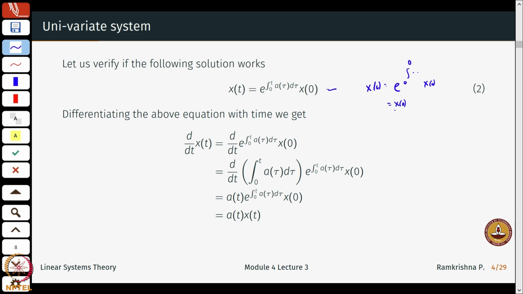Now, does it satisfy the original differential equation? Again I am talking of the autonomous case where u is equal to 0. So I just differentiate, and all the steps are written down here and actually regain my original differential equation. Therefore, I can claim that the equation labeled 2 is a solution to the scalar time varying differential equation.